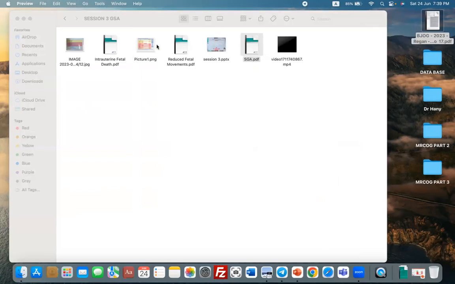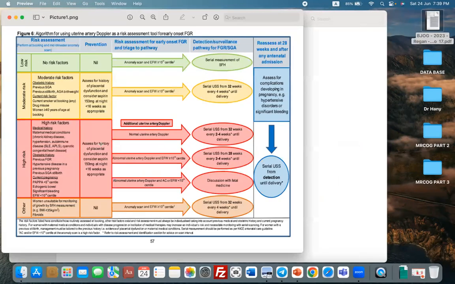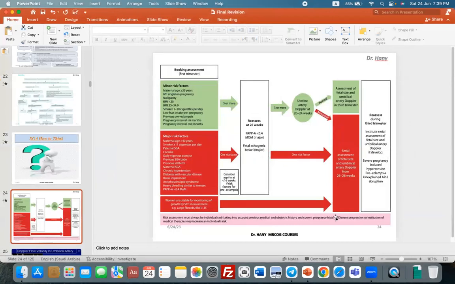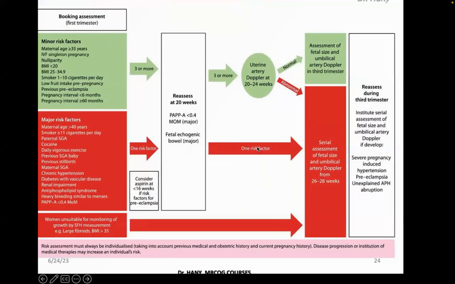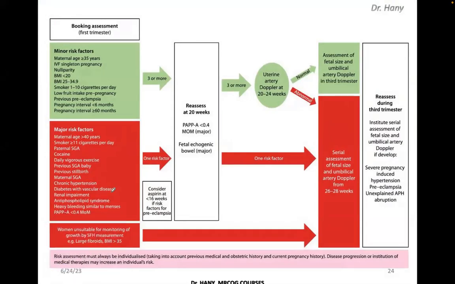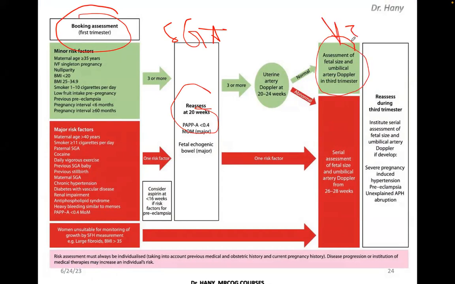My concern is that this will appear in the exam again, because most of the trusts follow the NHS protocol, which was produced by Leeds University. This is the NHS protocol. So let's see the trust or the RCOG protocol, and after that we'll discuss again the NHS protocol between the RCOG and Leeds University. The SGA is usually assessed at booking, at 20 weeks, and in the third trimester. Reassess in the third trimester.